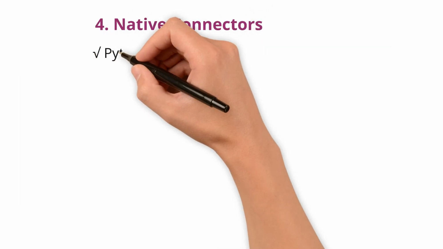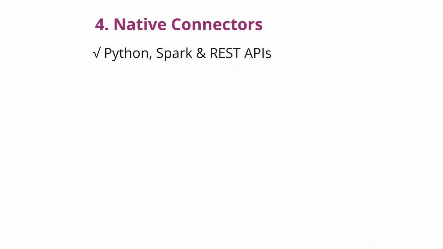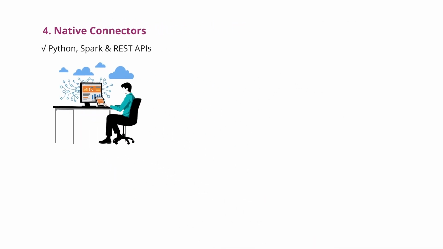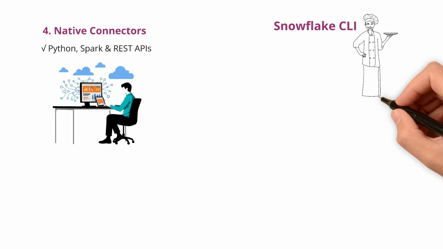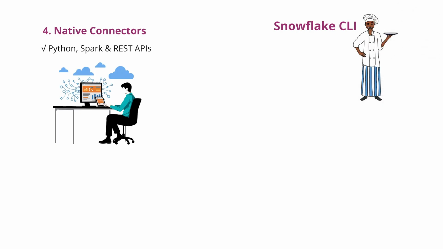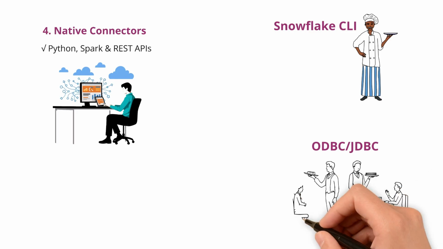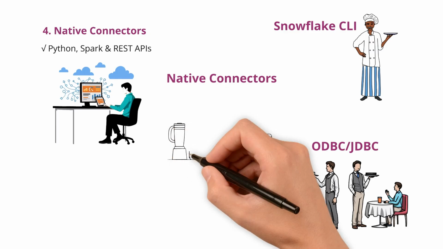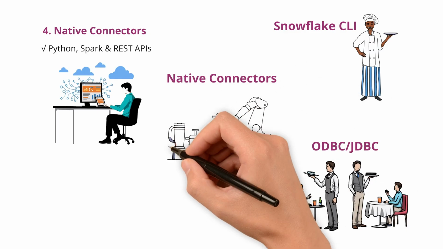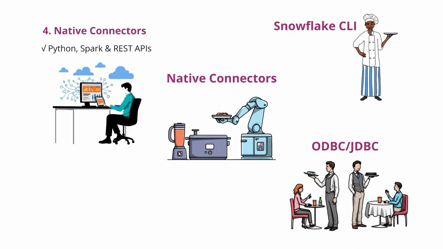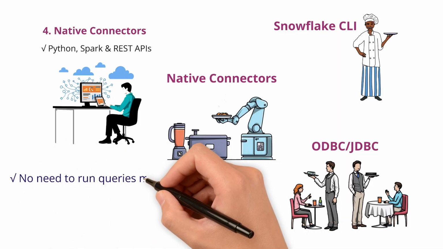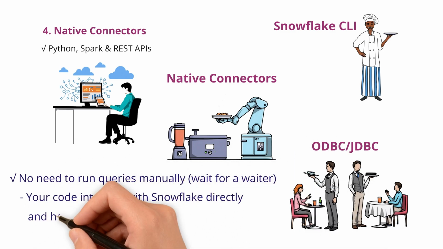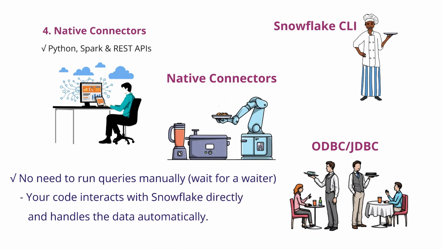These include tools like Python, Spark, and REST APIs, which let you write programs that talk directly to Snowflake. Here is an easy way to picture it. The CLI is like your personal helper chef running scripts you write. ODBC and JDBC are the waiters taking orders from applications. Native connectors, on the other hand, are like smart kitchen appliances. They can automatically prepare, mix, and serve dishes at scale, all based on your code. You don't need to run queries manually or wait for a waiter. Your code interacts with Snowflake directly and handles the data automatically.